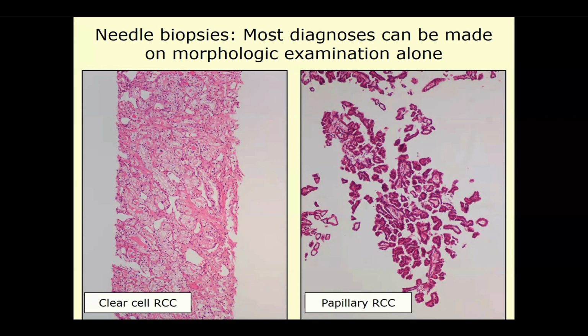Needle biopsies. When we see needle biopsies for renal masses, most of them we can make a diagnosis. One of the issues for very small lesions is simply hitting the lesion. But if there's lesional tissue in the core, we can make a diagnosis in most cases, say 80 to 90%. So on the left here we have nests of clear cells. This is a pretty straightforward clear cell renal cell carcinoma. On the right we have a papillary tumor. So this would be easily diagnosed as a papillary renal cell carcinoma.